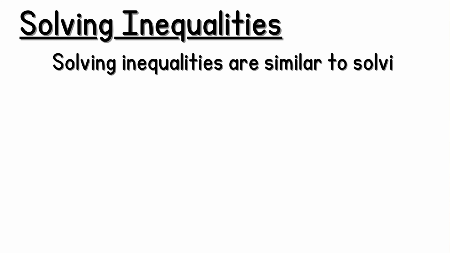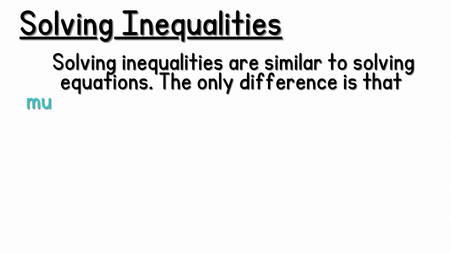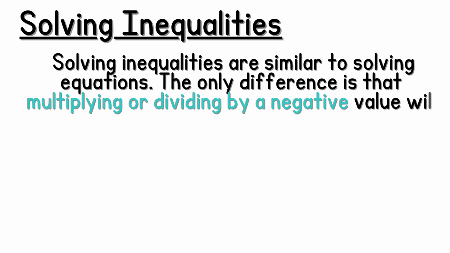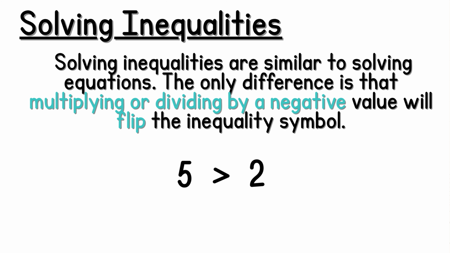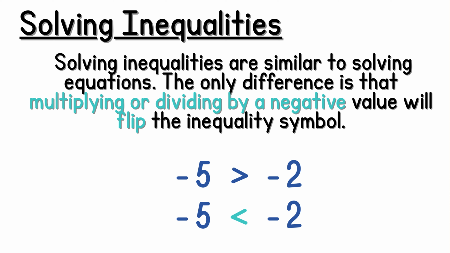Solving inequalities is similar to solving equations. The only difference is that multiplying or dividing by a negative value will flip the inequality symbol. This is because if we have an inequality like 5 is greater than 2, which is a true statement, and we multiply each side by -1, we'll get that -5 is greater than -2. But this isn't true, since -5 is smaller than -2. So we'll have to flip our inequality symbol anytime we multiply or divide by a negative number.